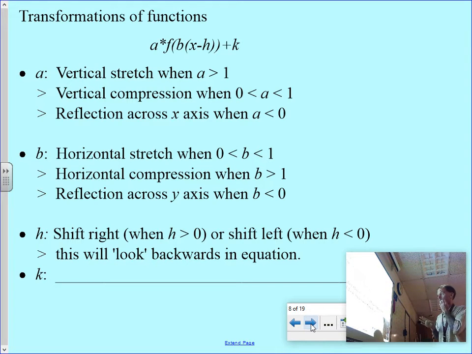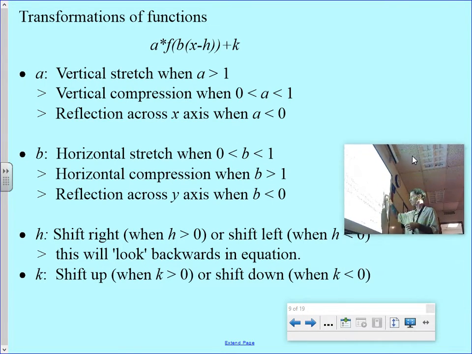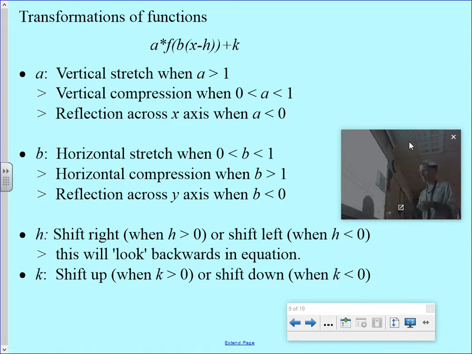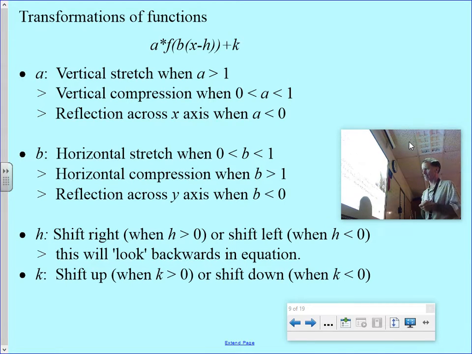That's where you got to remember the function itself was x minus h in kind of the format of that. So it's going to look backward, but it's going to be the same kind of values. And then k is just your shifting up and down. Okay, so if k is positive, it's going to go up. If k is negative, it's going to go down. And that's on the very outside of the function.